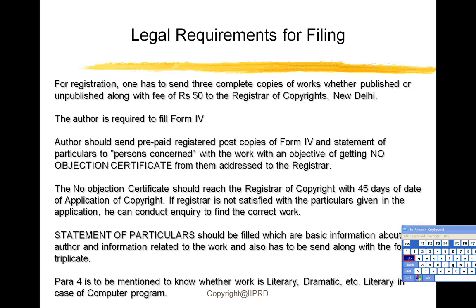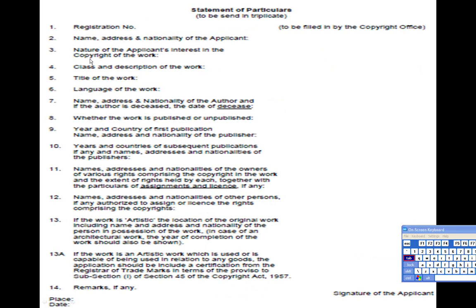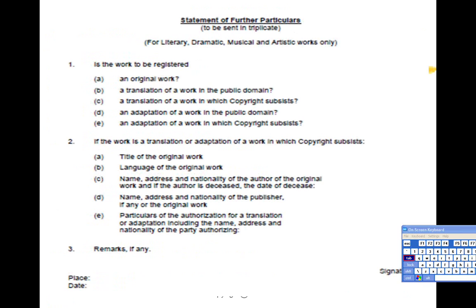The no objection certificate is called Form 4. Form 4 is what we have to fill along with the applicant details, giving details of when the work was created, whether the work is published or unpublished, what is the title of the work, and the language. For software copyrights, the language would obviously be English, and the class and description of the work would be literary. Software work comes under literary classes of work. Is the work to be registered an original work?